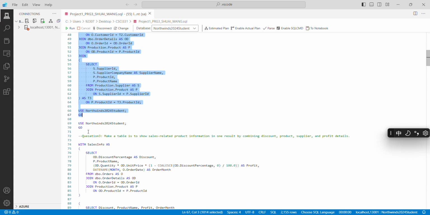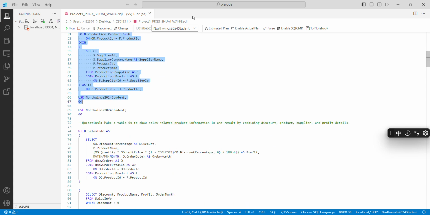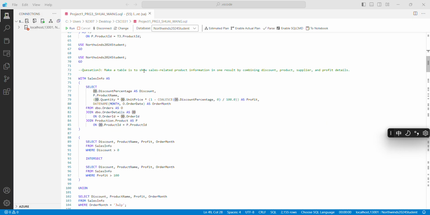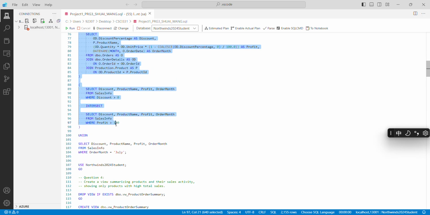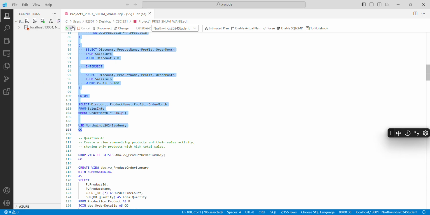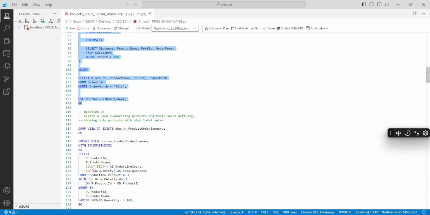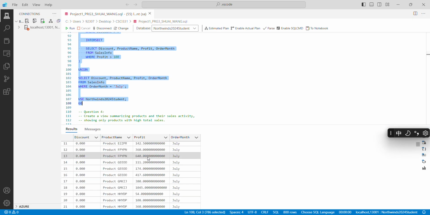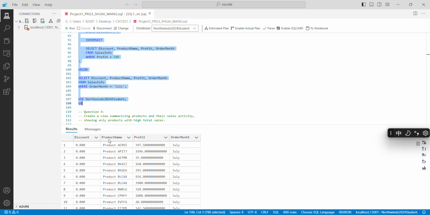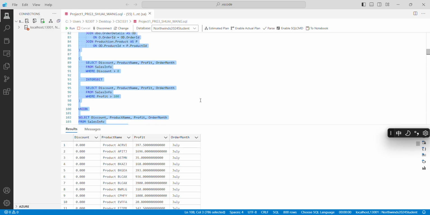Okay, let's see. It's question three. Make a table that relates sales and product information in one result by combining discount, product split, and profit details. Okay, we can see the discount and the product name, profit, order months.